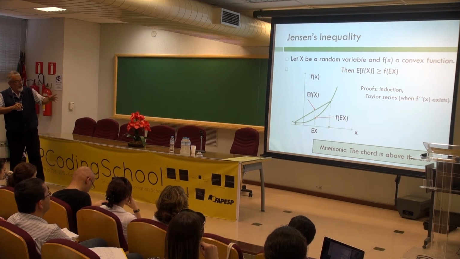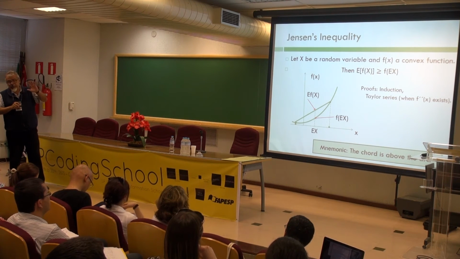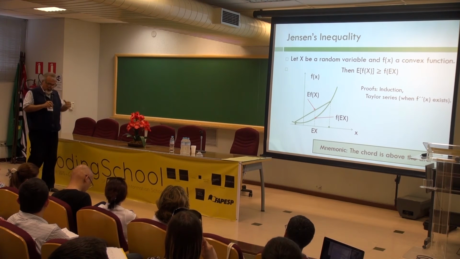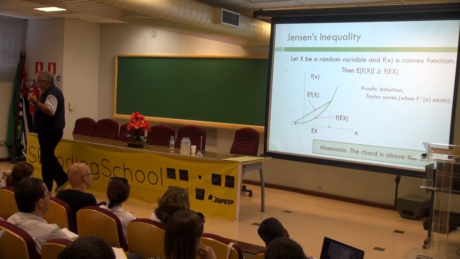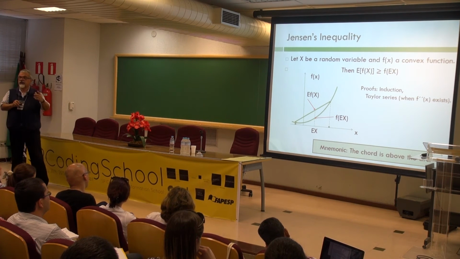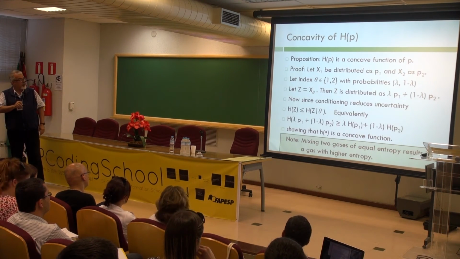So then we don't have to worry about the direction if it's concave or convex. Of course, if it's concave, it goes the other way. This is also extremely important and can be used to demonstrate many concavity results between the Kullback-Leibler distance and the mutual information with respect to different arguments.